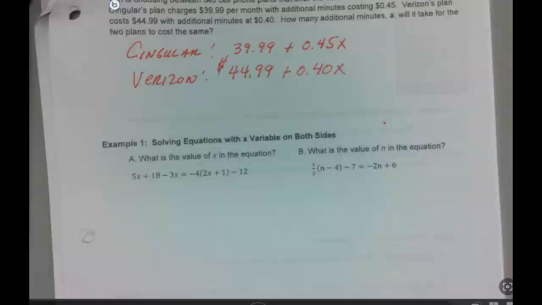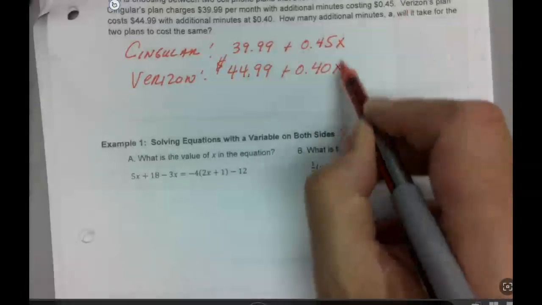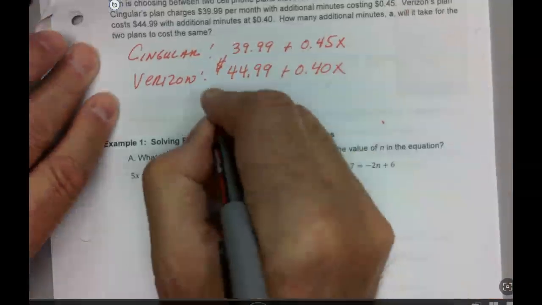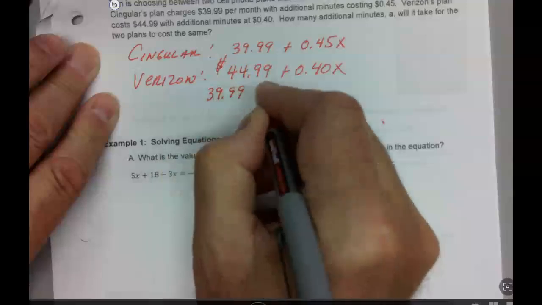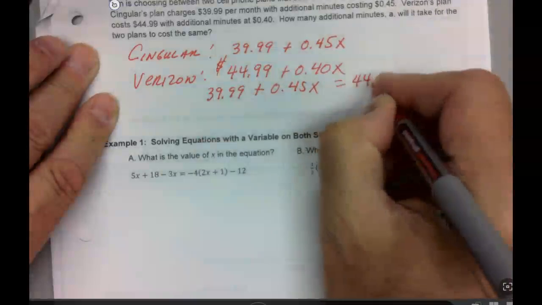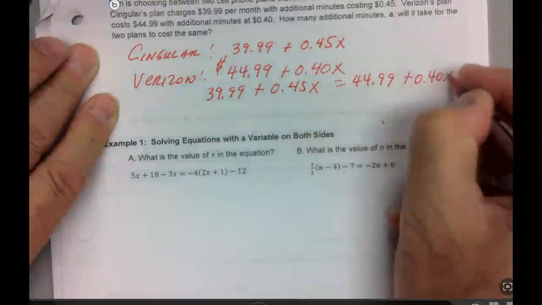All right, now they want to know how many minutes A. Now I used X. You could put A there if you wanted to. It will take for the two plans to be the same. So we're going to set them equal to each other, aren't we? Correct? They want to know when they're the same. Okay?